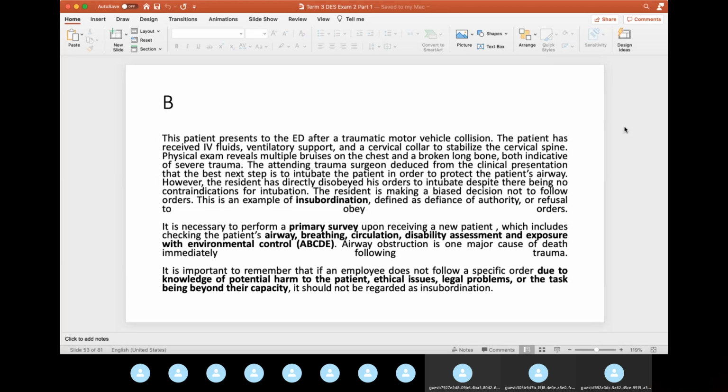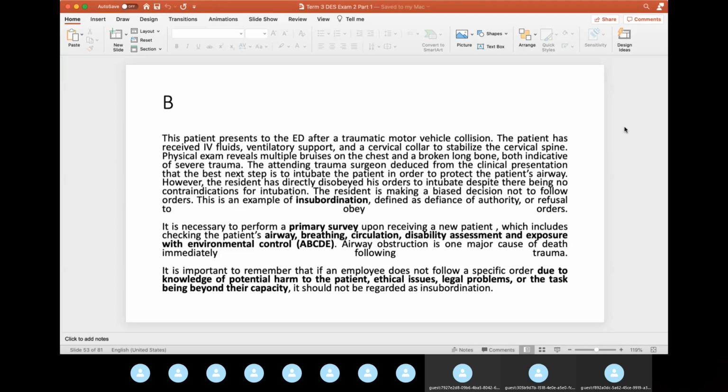Remember, it is necessary to perform a primary survey upon receiving a patient. So you need to check the patient's airway, breathing, circulation, right? A, B, C, D. And airway obstruction is one of the major causes of death. So you need to intubate the patient. Term 4 or term 5, I don't know if they're still doing the advanced cardiovascular life support, the ACLS. Do that one. It's very, very helpful. It's also good on your resume when you go to the hospital.